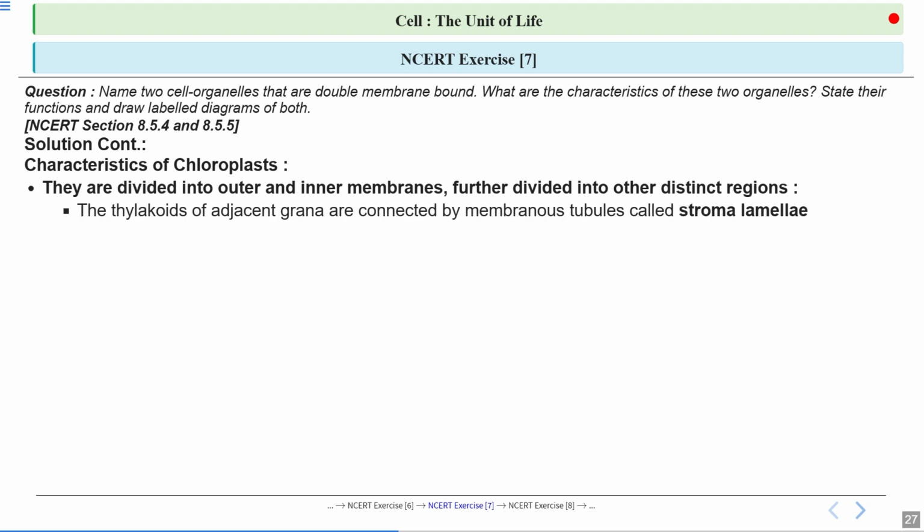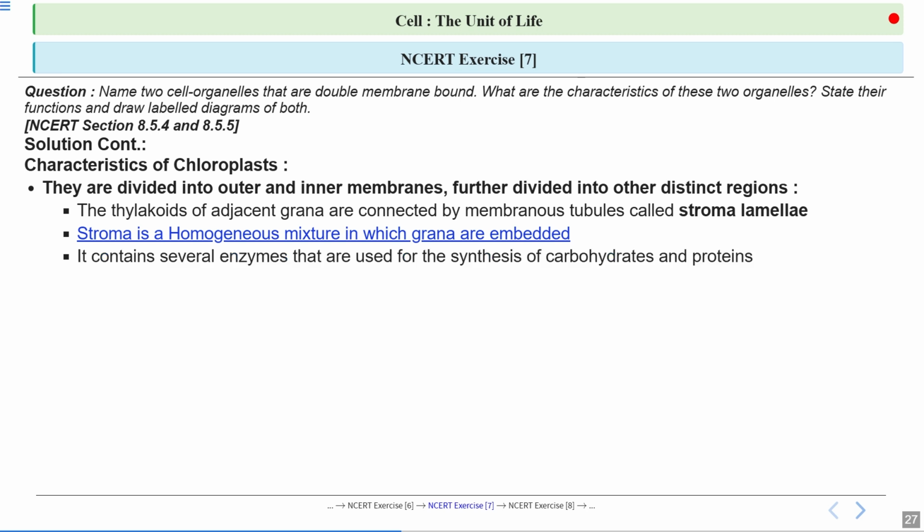So we were talking about the structure of the chloroplast. Two adjacent grana are connected with the help of stroma lamellae. Why are they called stroma lamellae? Because they are present in the stroma. What is stroma? It is a homogeneous mixture in which grana are embedded. It is the fluid of the chloroplast. Stroma has several enzymes which are involved in the Calvin cycle, also known as the C3 cycle. These enzymes are also used for the synthesis of carbohydrates and proteins.